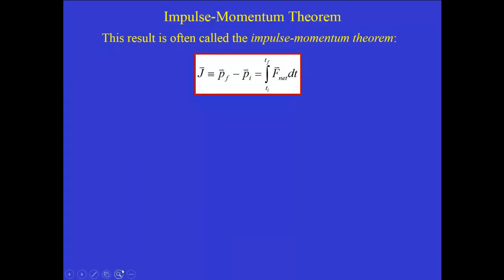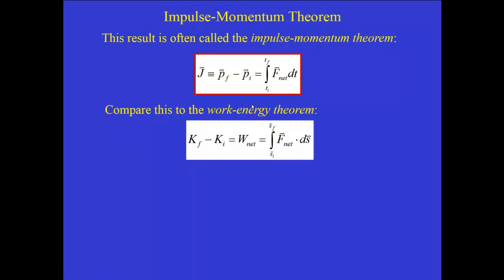So we define J to be the change in momentum, and now we see how that is related to the influence of a net force acting on an object over a certain amount of time. And I'd like you to compare this to something that we've seen already, because you'll see similarities in it, and that is the work-energy theorem. Remember that the work-energy theorem, once we defined what we meant by kinetic energy, said that the net work acting on an object is equal to its change in kinetic energy, and that's equal to the integral of the net force dotted into the displacement as the object is moving from an initial to a final position.